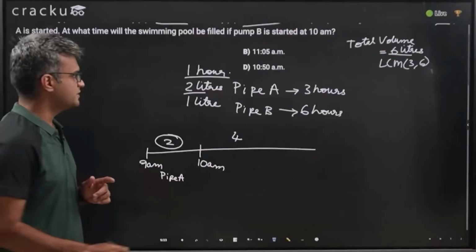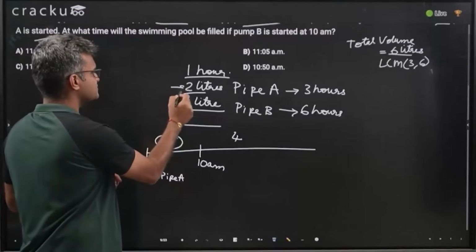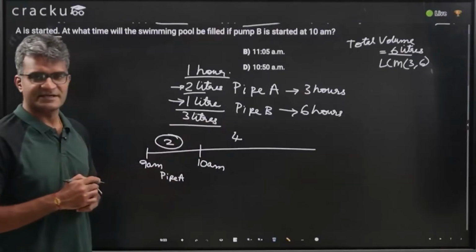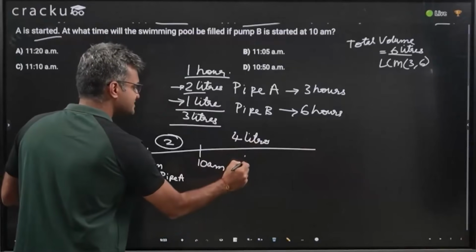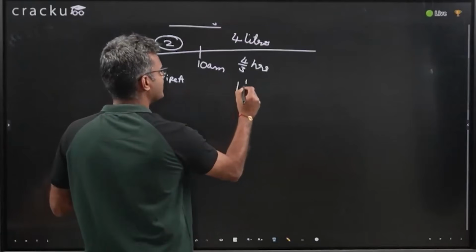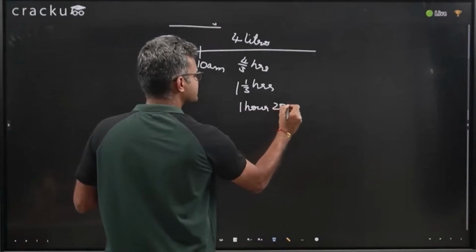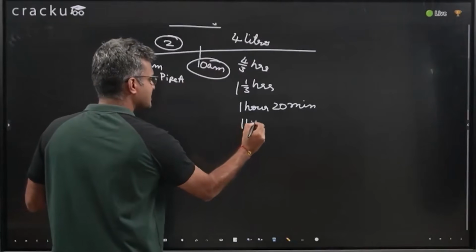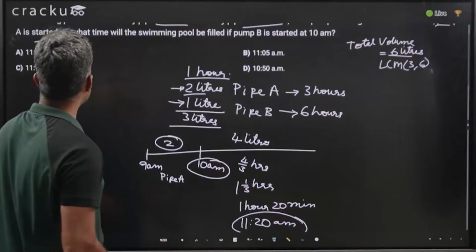And now both of them are open. If both of them are open, in 1 hour, how much water is filled? Pipe A fills 2 liters, pipe B fills 1 liter. So in 1 hour, if both of them are working together, the water filled will be 3 liters. We have to fill 4 liters at 10 AM. So the time it takes them is 4 divided by 3 hours. What is 4 divided by 3 hours? It is 1 and 1 by 3 hours, which is 1 hour and 20 minutes. So it takes them 1 hour and 20 minutes after 10 AM. That is, it is 11:20 by the time the entire tank is filled. That will be option A.